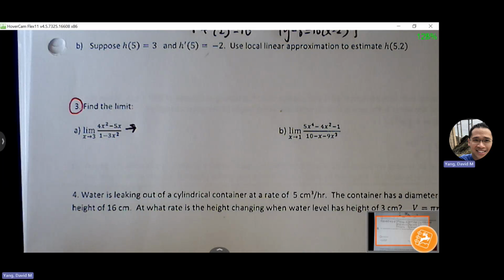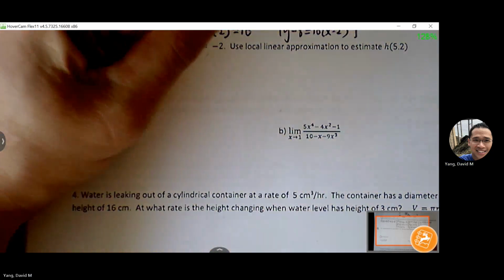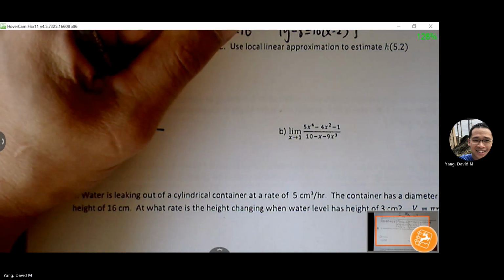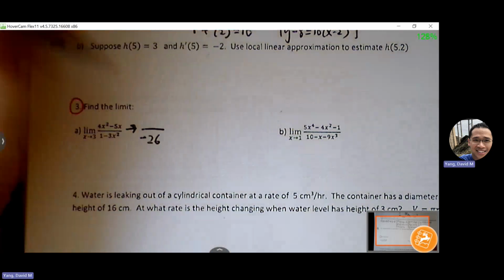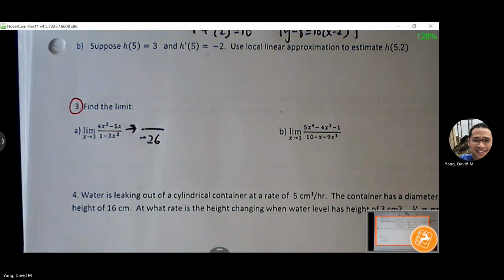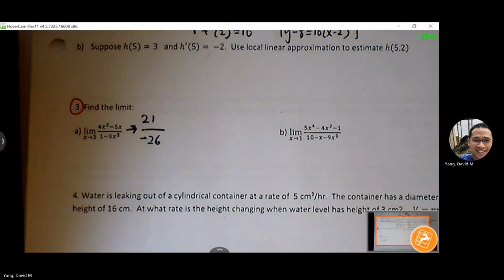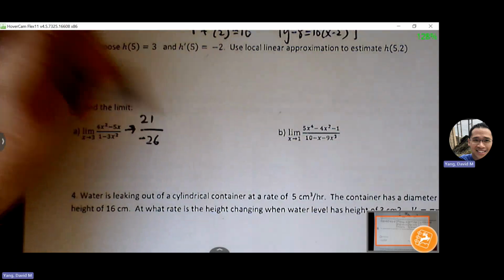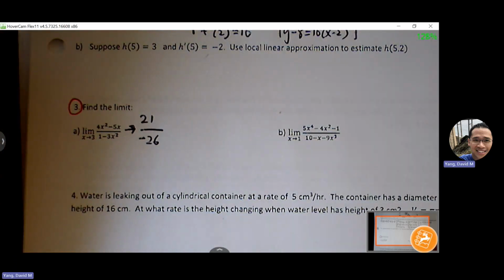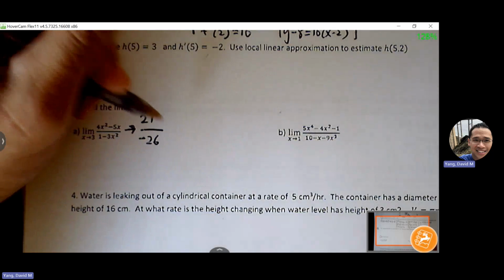Not 0 over 0, right? So whatever number we get, that should be our answer. Minus 26 on the bottom, or -26, and 21 on the top. That's your answer. If you want to reduce, you can, but oh no, that's all right. We can't reduce. This is fine.